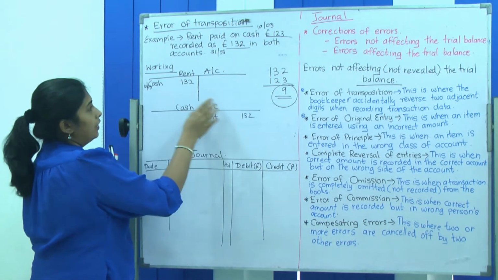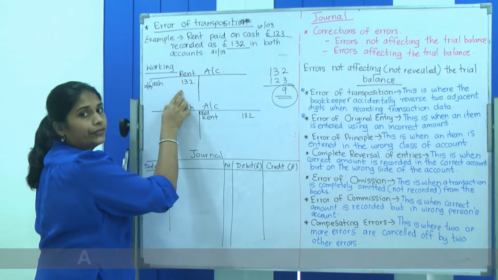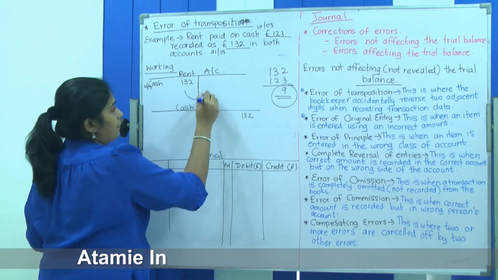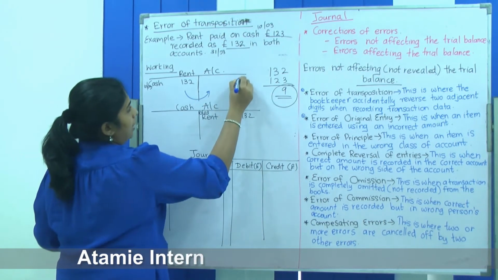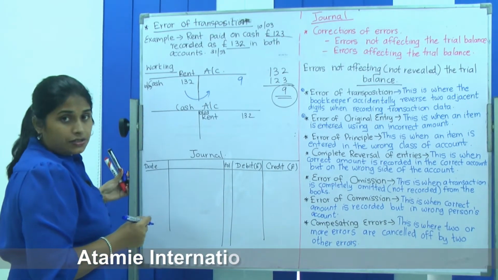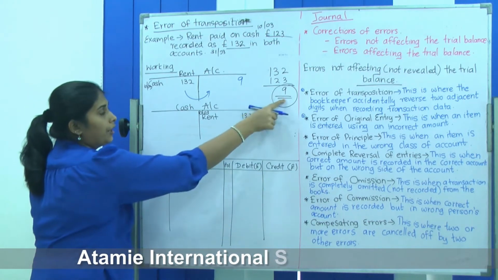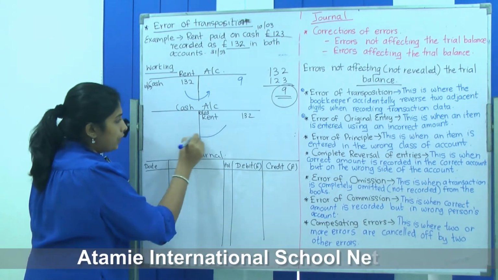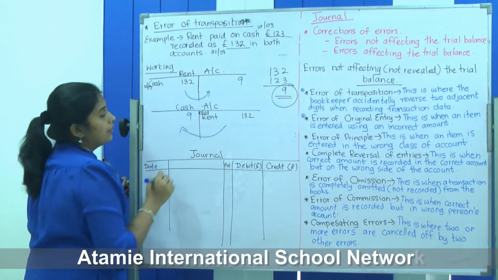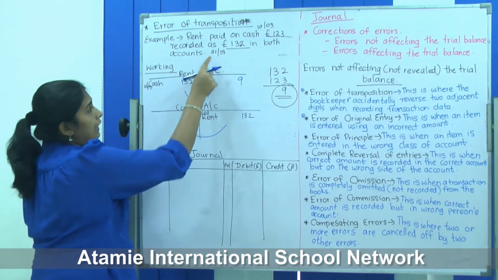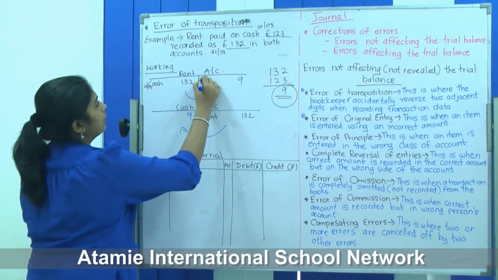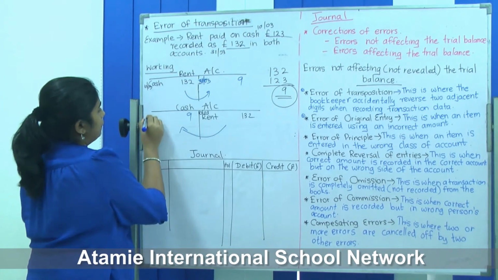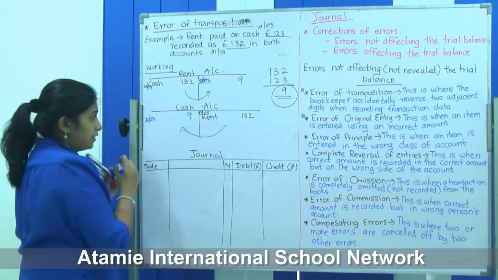To cancel, this 9 pound is on the debit side of the rent account. To cancel it, that 9 pound should be credited to the rent account. The 9 pounds in the cash account is on the credit side. To cancel, you have to debit the amount. So finally the error was found on 31st of March, so on 31st of March it will be corrected.